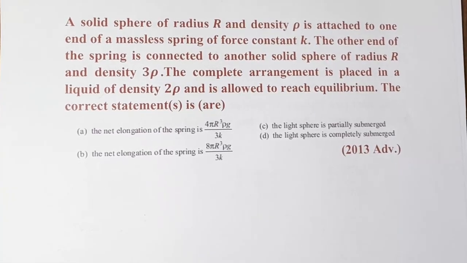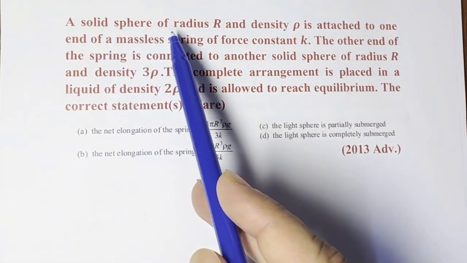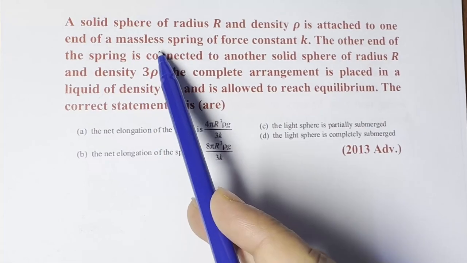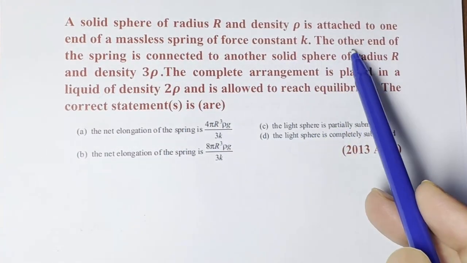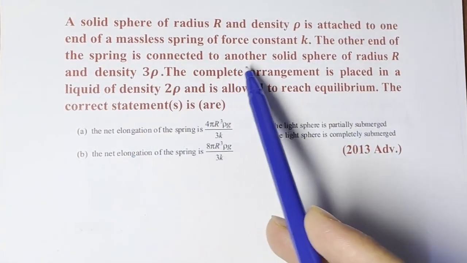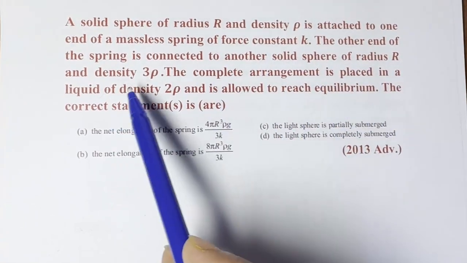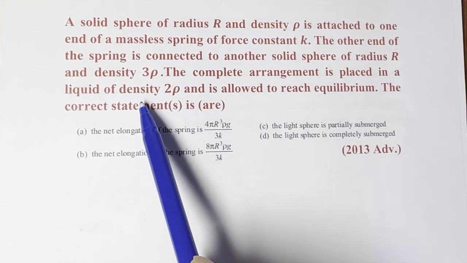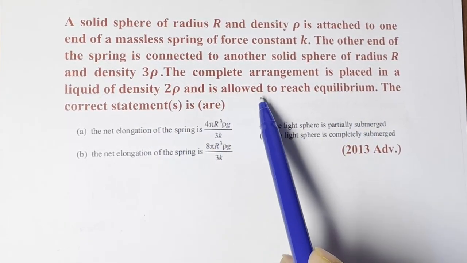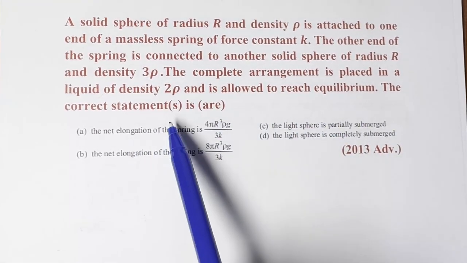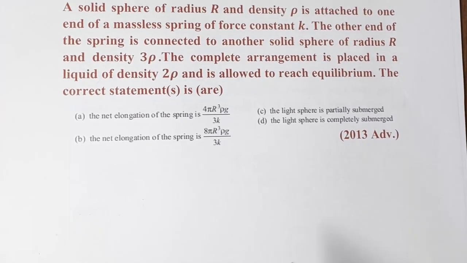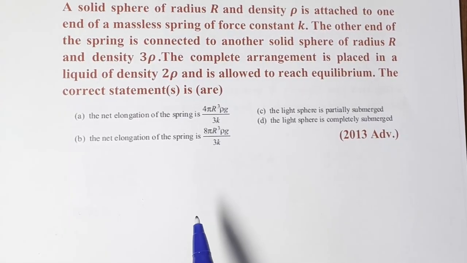Hello friends, today's question. A solid sphere of radius r and density rho is attached to one end of a massless spring of force constant k. The other end of the spring is connected to another solid sphere of radius r and density 3 rho. The complete arrangement is placed in a liquid of density 2 rho and is allowed to reach equilibrium. The correct statement or statements is or are. So this can be a single correct or multi-correct answer question.